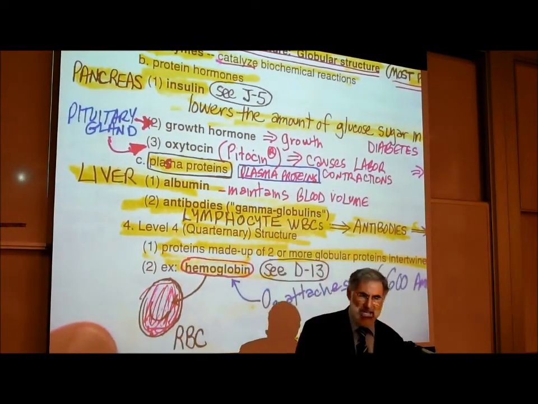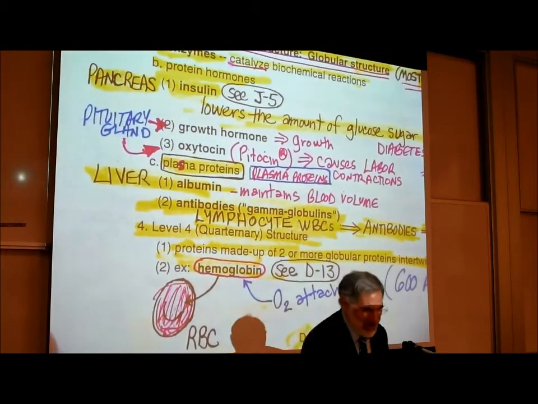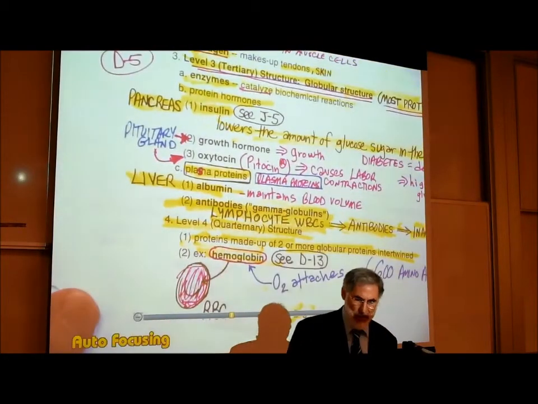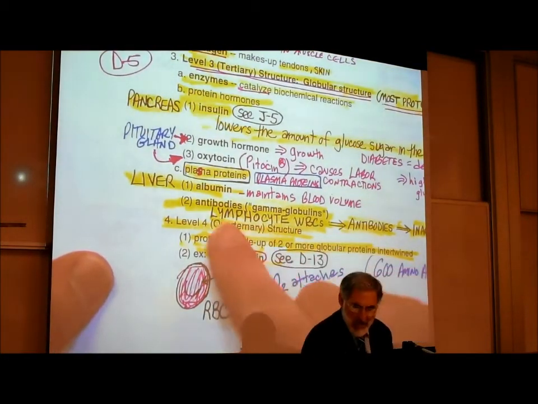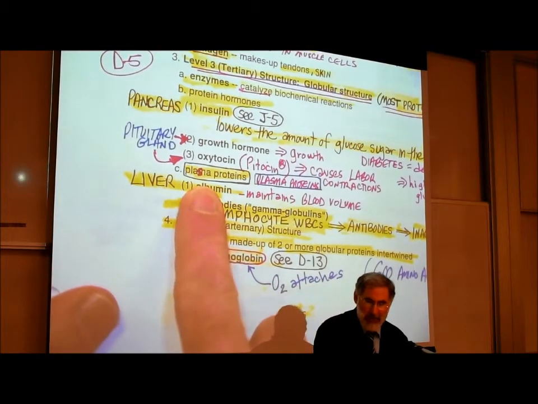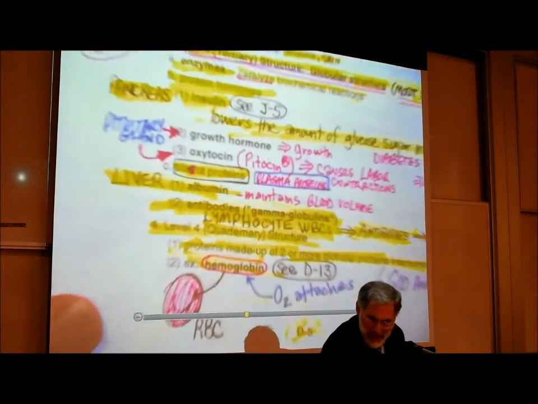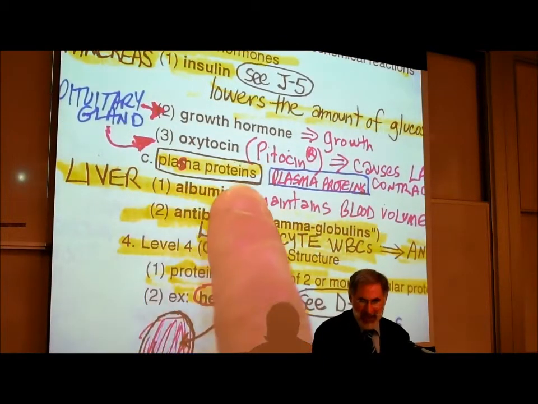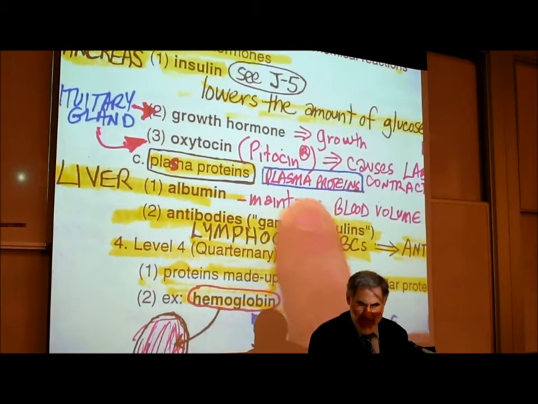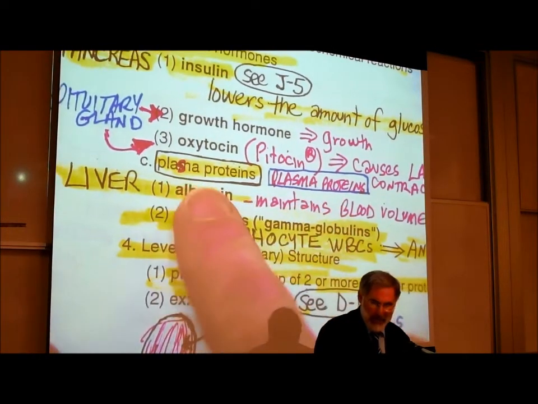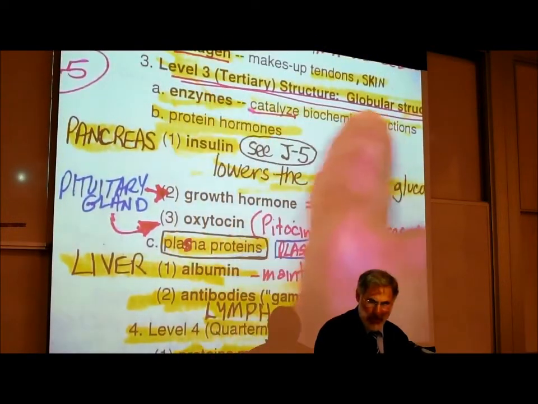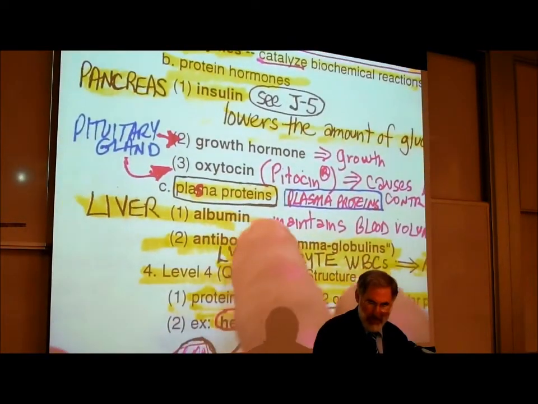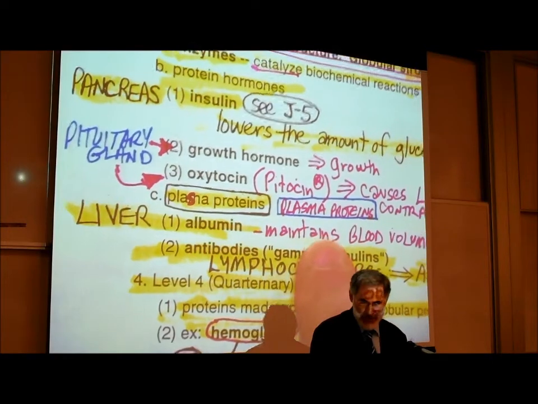Now, those are just 3 examples of protein hormones. There are many, many more protein hormones than just those 3, just as there are more steroid hormones than the ones I talked about. Now, what we've listed next are plasma proteins. It should read P-L-A-S-M-A protein, so if it's not spelled right, plasma proteins. These also have this so-called tertiary structure or globular structure. All of these enzymes, protein hormones, and now plasma proteins have this tertiary or globular structure.